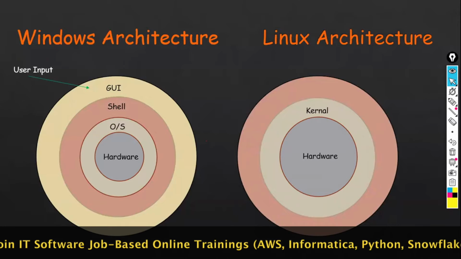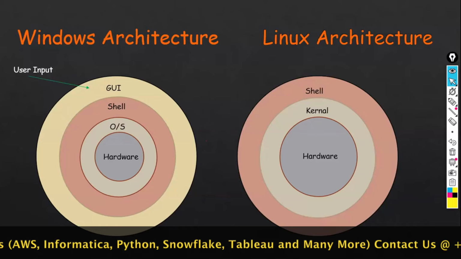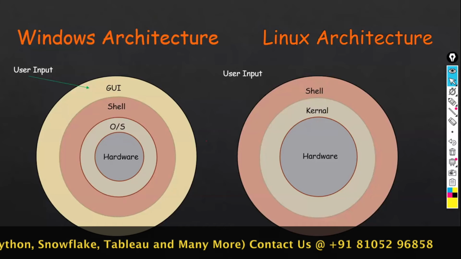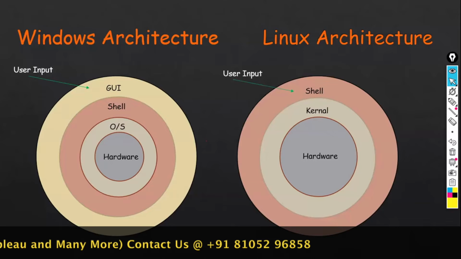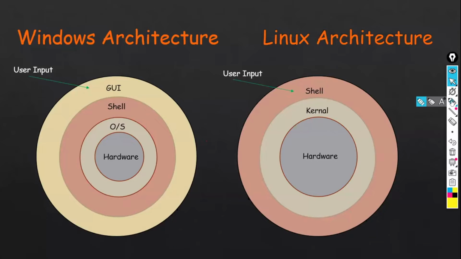On top of the kernel, once you install the operating system, you will see a shell screen. On top of the shell, the user has to give their inputs. Here we don't have any GUI. Directly we interact with the shell. If you want to interact with the shell, you need to learn Linux commands. If you don't know Linux commands, you cannot interact with the shell.